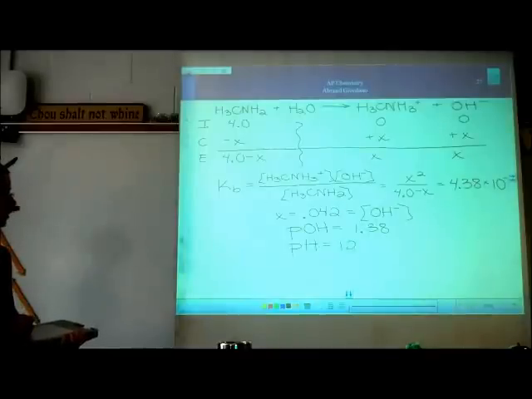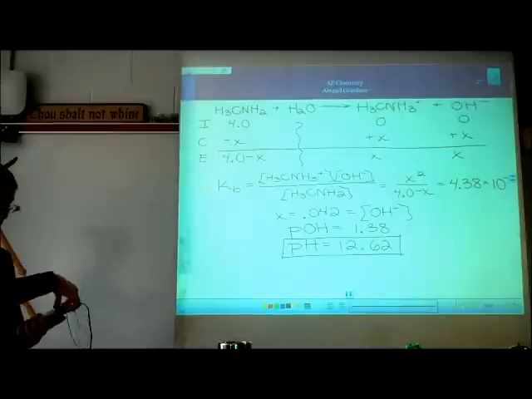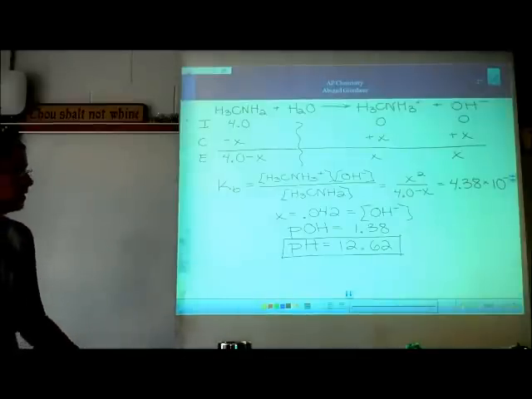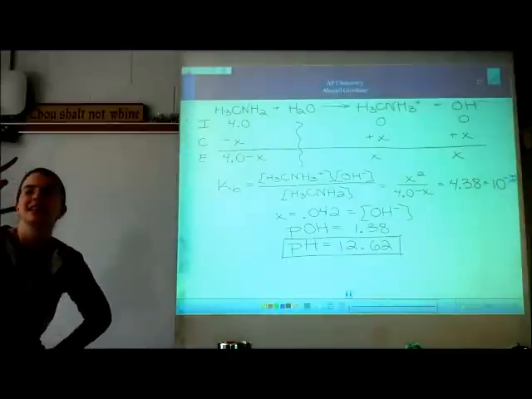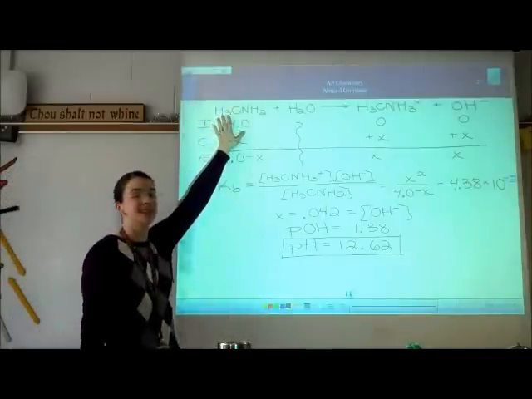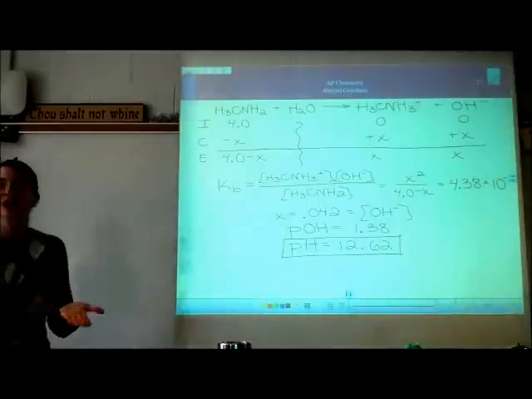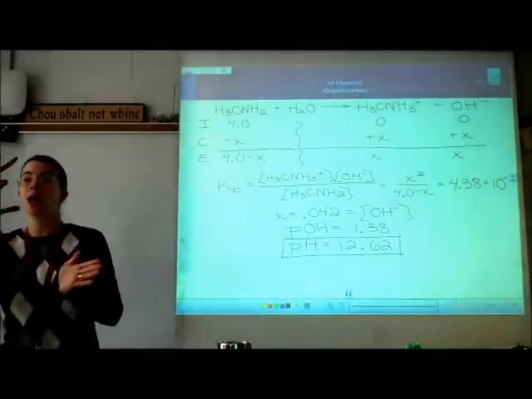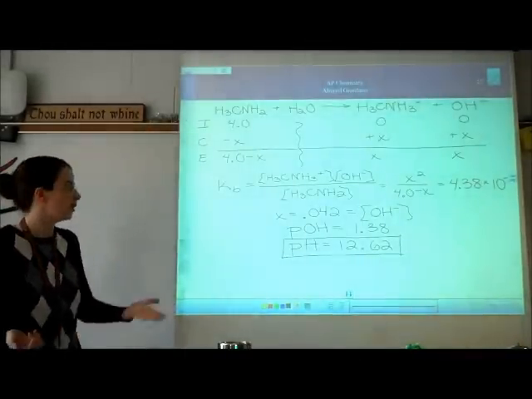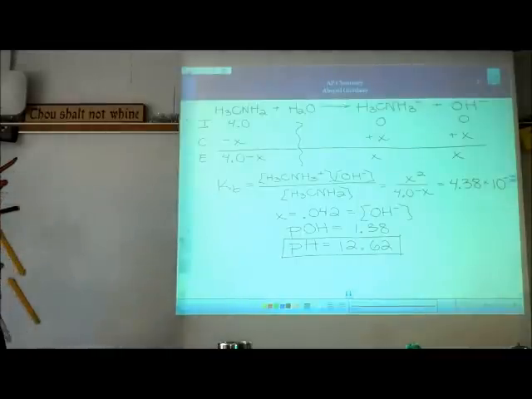So here is our final answer. Does it make sense? Yes. Basic solution. What was it? It was a base. Our final pH should be somewhere between 7 and 14. Again, don't worry about where it is in that range. Is it in the basic range? Yes. We're good. Okay?